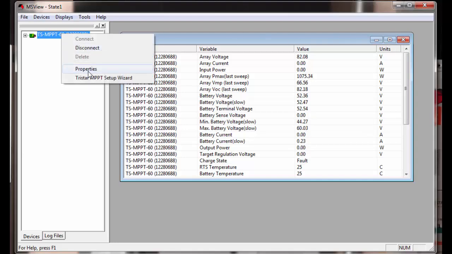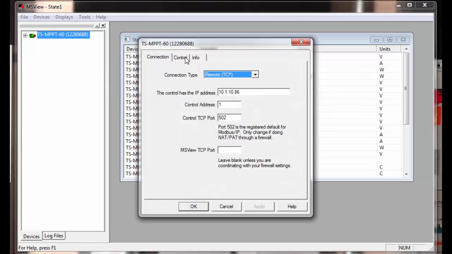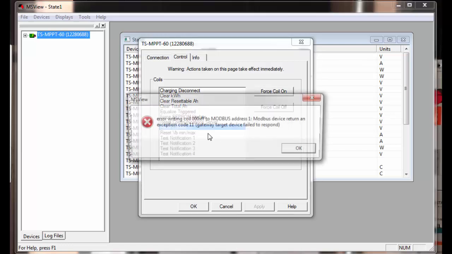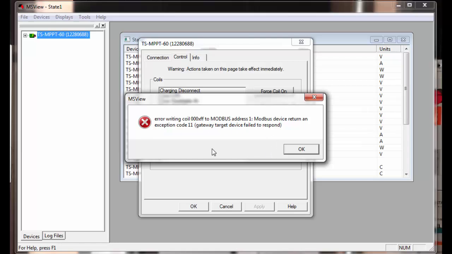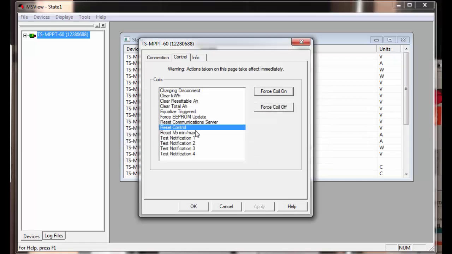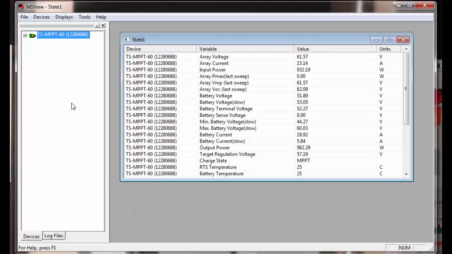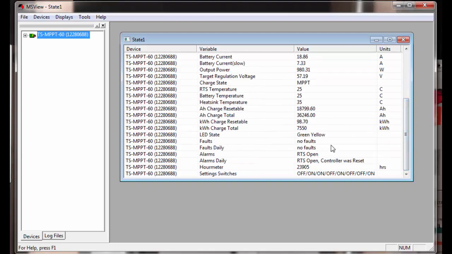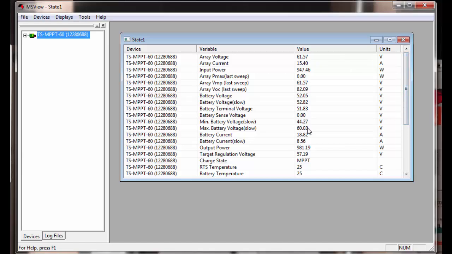So let's see what happens if we go into the properties here and use the control coils and do a reset control. Now this error message, you can ignore that. This will come up, and we did do a reset of the control, and cancel out of this, and looking at it again, now we're back on, no faults, and that reset the controller. But when you get that error message when you do a reset, you can pretty much ignore it.